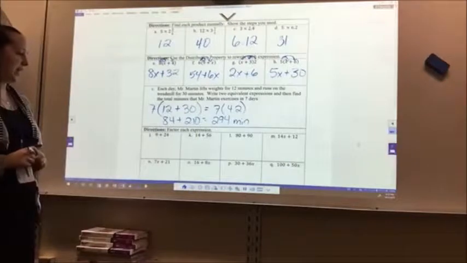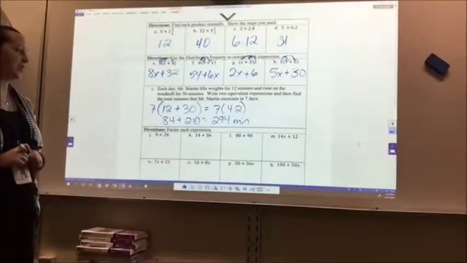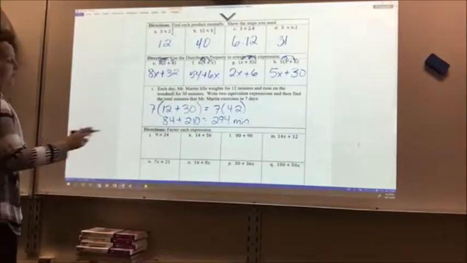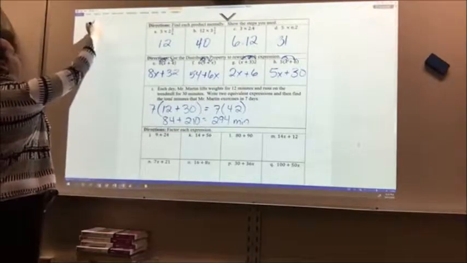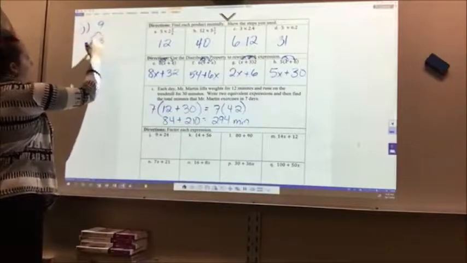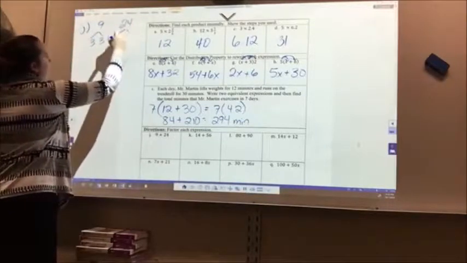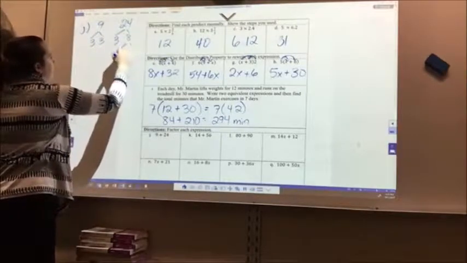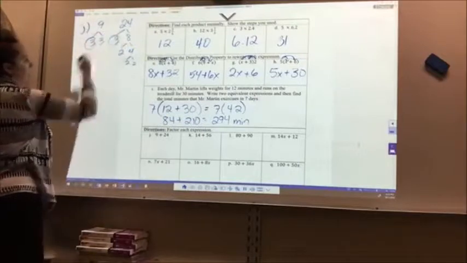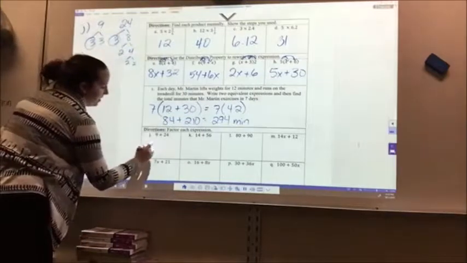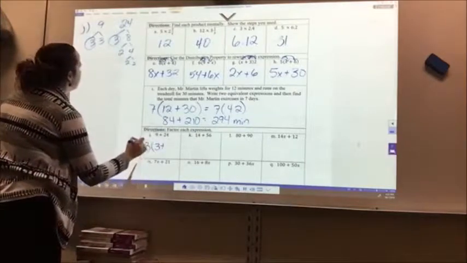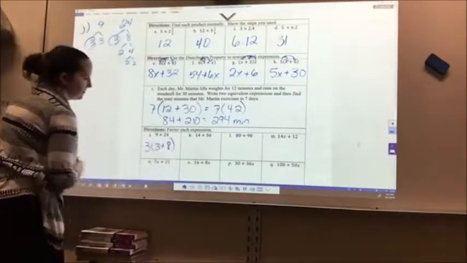For J through Q, I want to factor each expression. So I want to figure out what I can take out of each one of these. So for 9 and 24, this is for letter J. 9, I have 3 and 3. 24, they each have a 3 in common, so I can factor out a 3. When I do that, I am left with 3 plus 8.